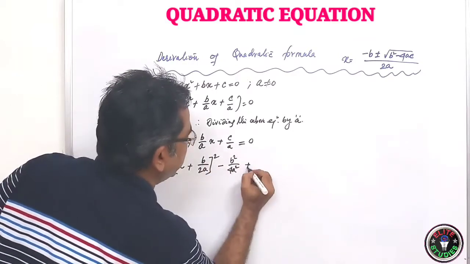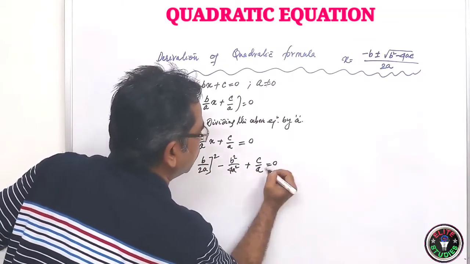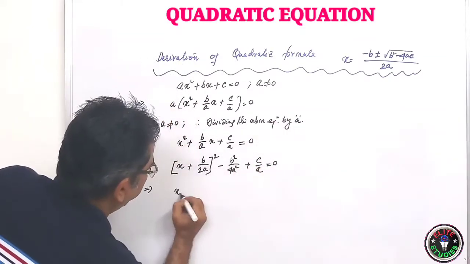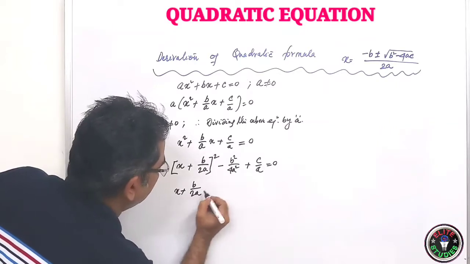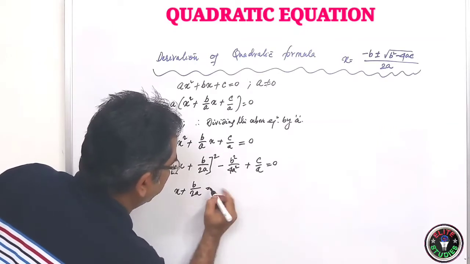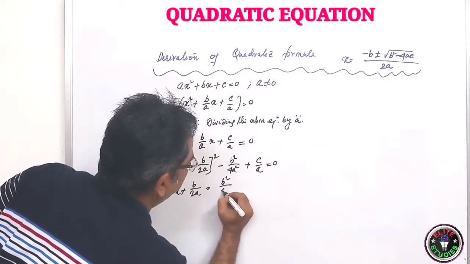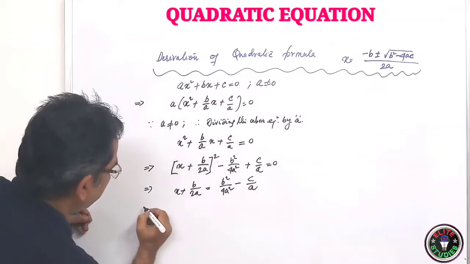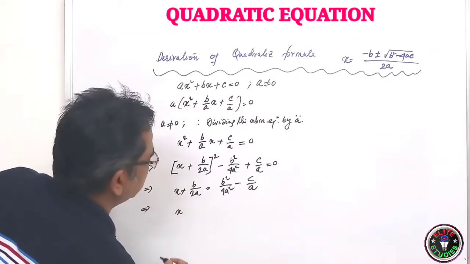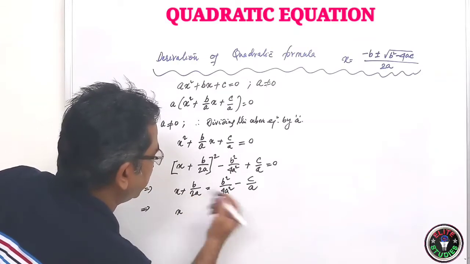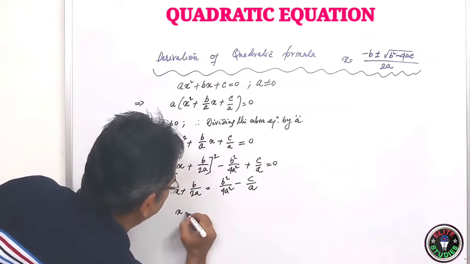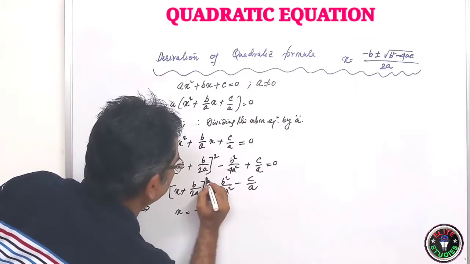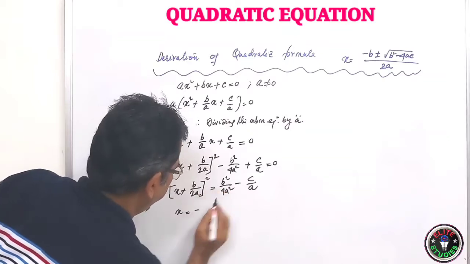Now here you write c by a as usual is equal to 0. The very next step, you move this constant term to that side. So x plus b by 2a whole square will be equal to, if it goes to that side, b square by 4a square minus c by a. This one also you can take to that side, is equal to minus, but sorry, it is square here. It is square here.